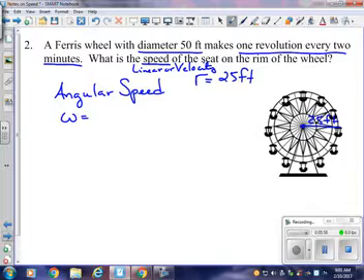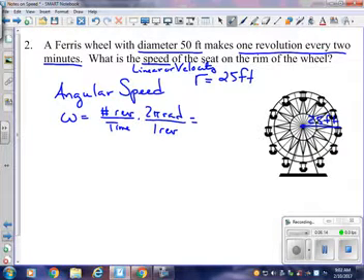how fast it's going in a circle, and then you've got to figure out how fast it's going in a straight line. So we're going to take the number of revolutions over time and multiply it by 2 pi radians over 1 revolution. So our revolutions is 1 revolution every 2 minutes. We are multiplying that by 2 pi radians over 1 revolution. So as we do that, the 1 revolutions cancel.